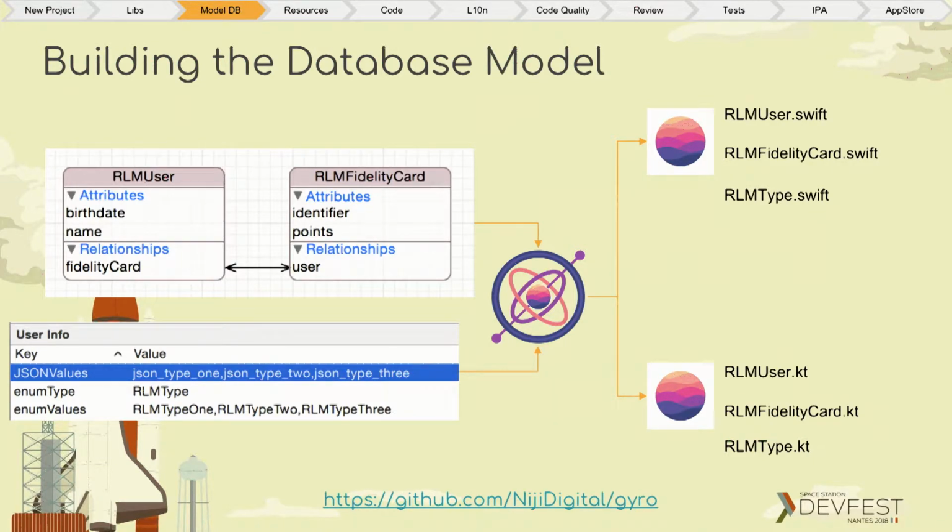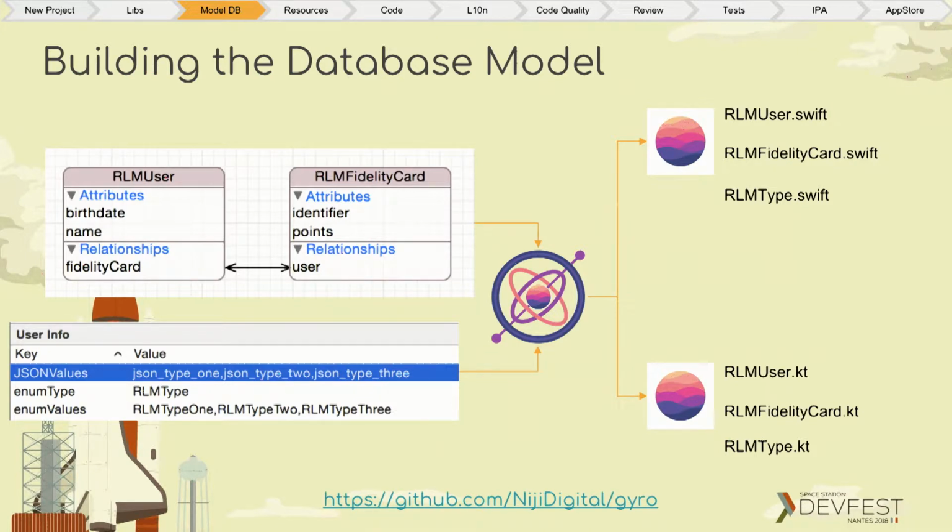Basically, the idea of Gyro is to take an XC data model as an input. You will be able to define your data model visually, but we won't use the XC data model file to do Core Data. Instead, we'll feed that to Gyro, which will generate all the code in Swift and in Java or Kotlin, whatever you like, for your database objects. So it's easier to maintain because you don't even have to write those files. They get generated by Gyro.